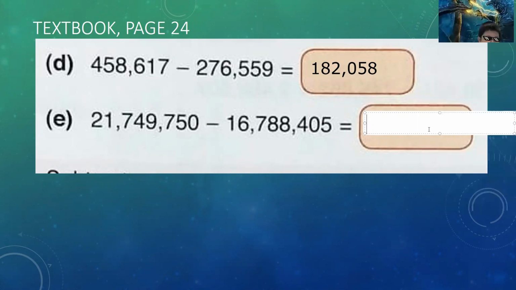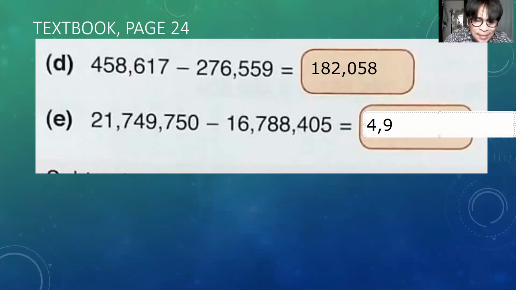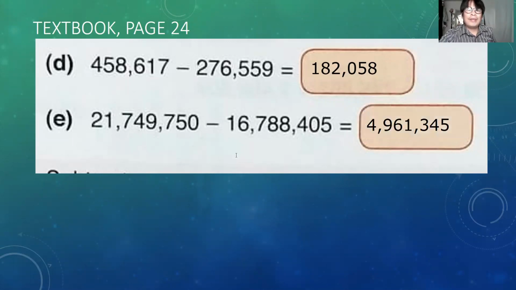My answer is 4,961,345. Very good. So 4 million, we have 961,345. Okay, we have the same answer here. Very good. Okay, next. Teacher, I'm finished. Okay, if you're finished, kindly check your answers there. Okay, next. Let's go to the next number.